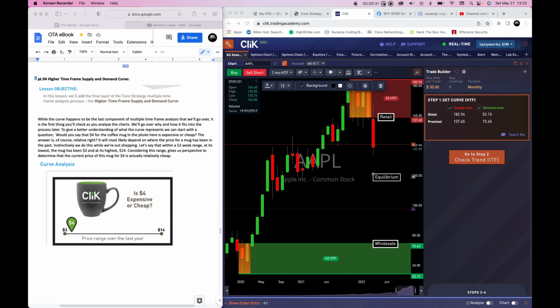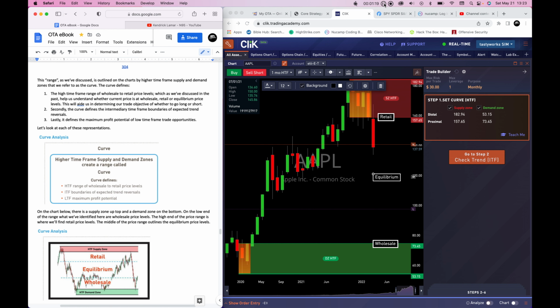We'll go over why and how it fits into the process later. To give you a better understanding of what the curve represents, we can start with a question. Would you say that $4 for the coffee mug in the photo here is expensive or cheap? The answer is, of course, relative. It will most likely depend on where the price for a mug has been in the past. Instinctively, we do this while we're out shopping. Let's say that within a 52-week range, at its lowest, the mug has been $3, and at its highest, $14. Considering this range gives us perspective to determine that the current price of this mug for $4 is actually relatively cheap.